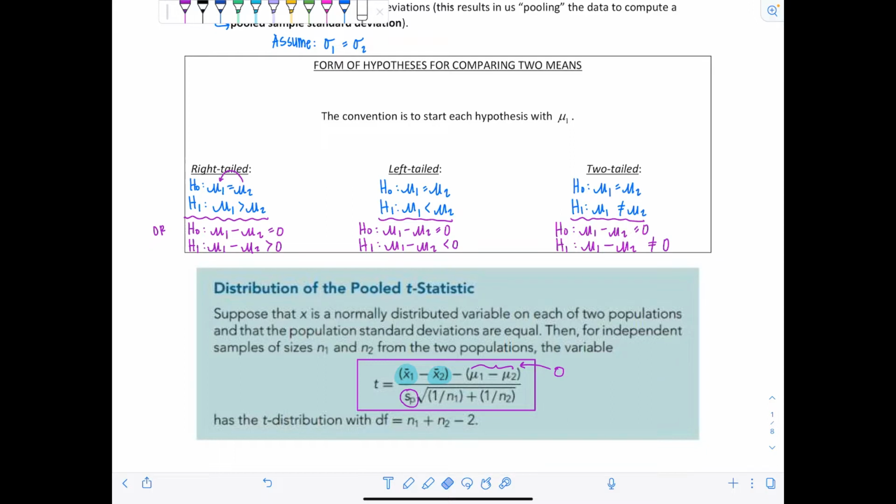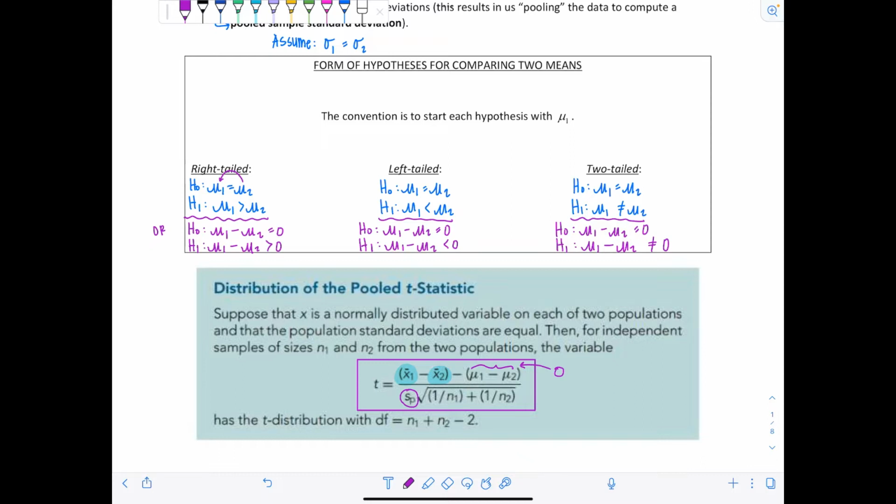And then you would have the square root of 1 over n1, that's the size of sample 1, plus 1 over n2, size of sample 2. And this has the t-distribution with degrees of freedom n1 plus n2 minus 2. Like I said, though, we won't be computing this by hand because we'll just be using StatCrunch to help us, okay? But that's how you would find your test statistic value to compare to your critical value.